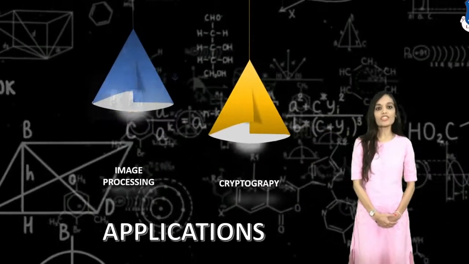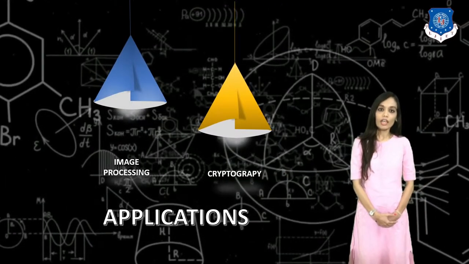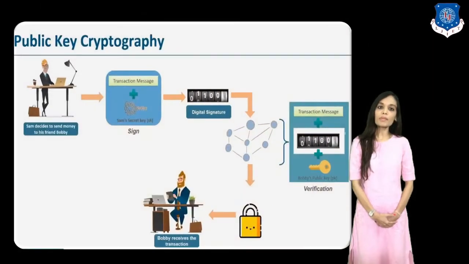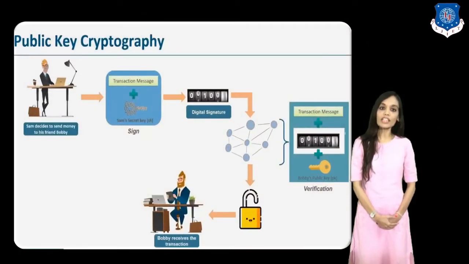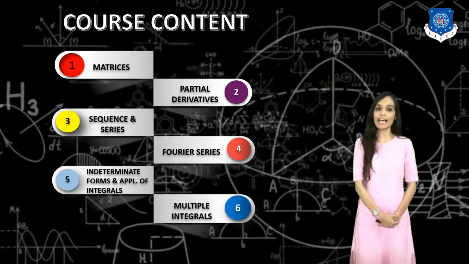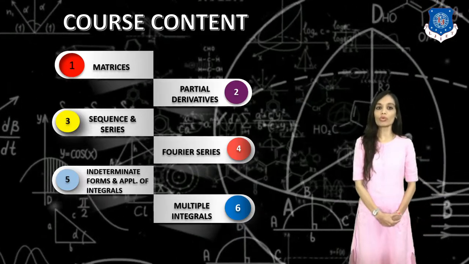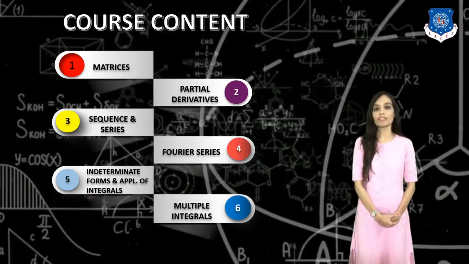The next application is cryptography. You can see the basic principle of cryptography is to encode or decode the secret code using matrices. Let's have a glance at the topics of Unit 2, that is partial derivatives.